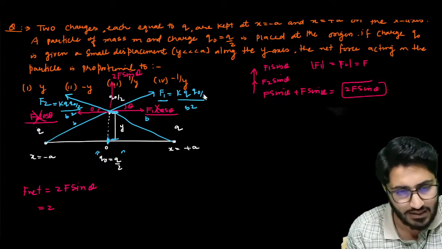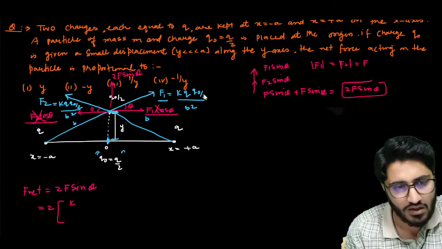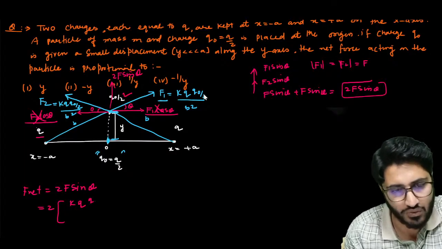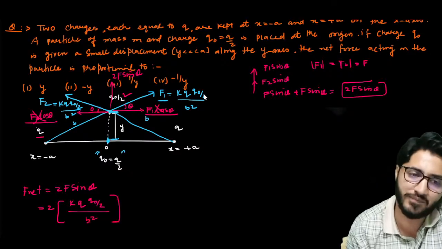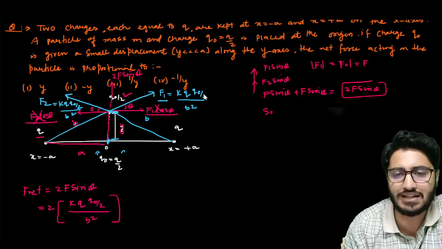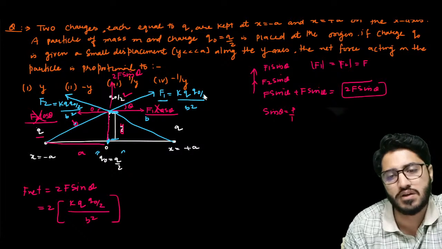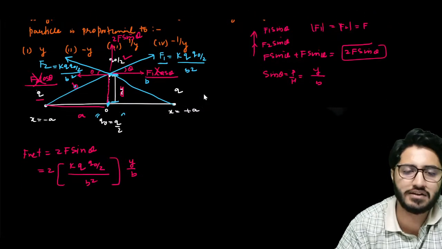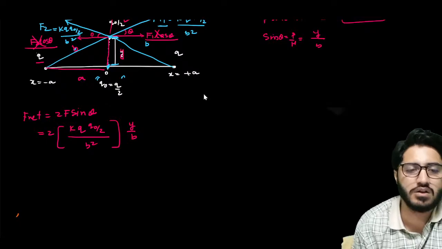What is F here? I can write F is K, Q is this one, Q2 is this one, it is Q naught by 2, Q naught by 2 whole divided by B square, then sine theta. Look, this particular side is A, this is Y, this is B. What is sine theta? P by H: perpendicular is Y and hypotenuse is B. Can I write here Y by B? Yes, sure, we can write it now.